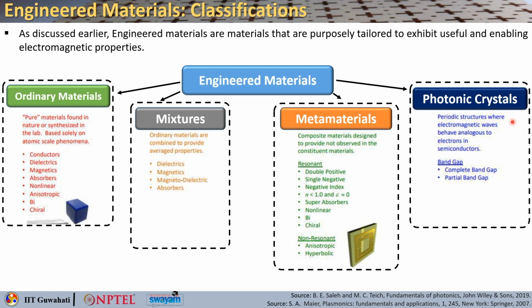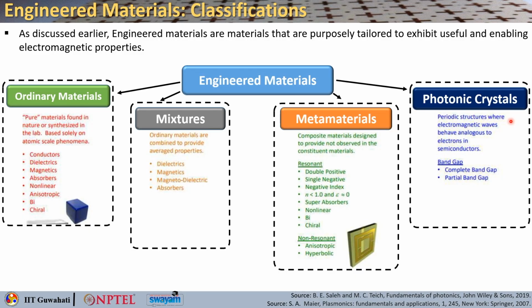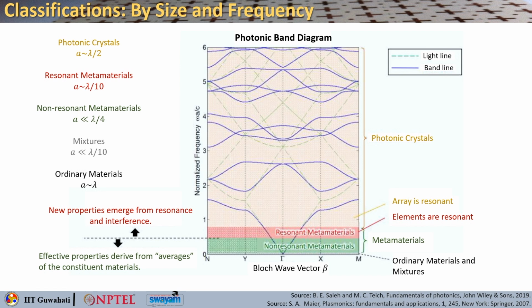Again, you can also think of photonic crystals. Few people also consider them as a part of metamaterials, because these are also periodic structures that can fine tune the light matter interaction. Okay. Here the electromagnetic waves basically behave in a periodic photonic structure, in the same manner as electrons behave in semiconductors. So, here you can engineer the complete band gap or partial band gap of this material. Okay. So, you are actually able to tune or tailor some of the properties. So, we can also see the classification by size and frequency.